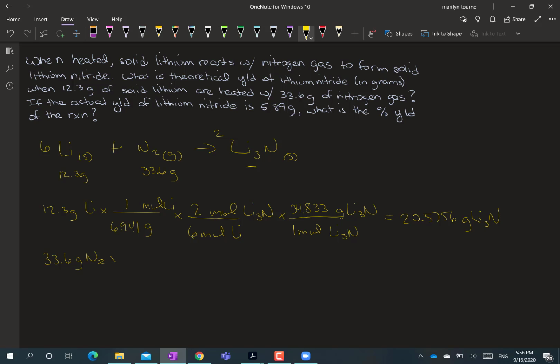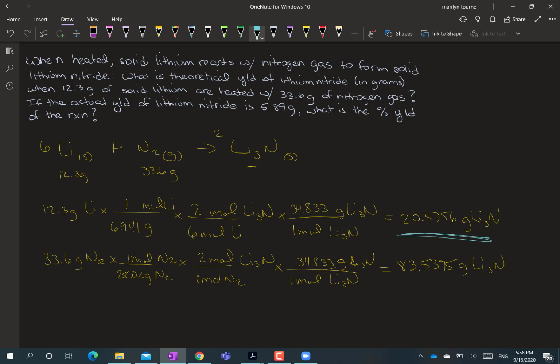I have to do the same process for nitrogen gas, so I would do 33.6 grams of nitrogen gas, use the molar mass, and then use the balanced reaction to go from moles to moles. So I use 1 mole of N2 to get to 2 moles of lithium nitride. I have to go one step further to get to grams. Doing this calculation, you should get 83.5395 grams of lithium nitride. Obviously, the limiting reagent here will be the 20 grams, which comes from the lithium. So your limiting reagent is lithium, your excess reagent is going to be nitrogen gas.